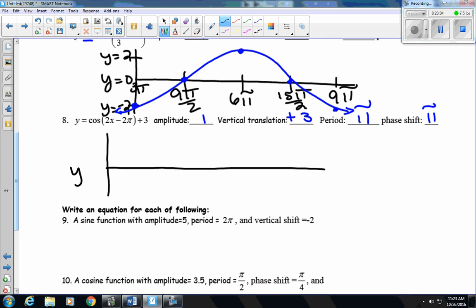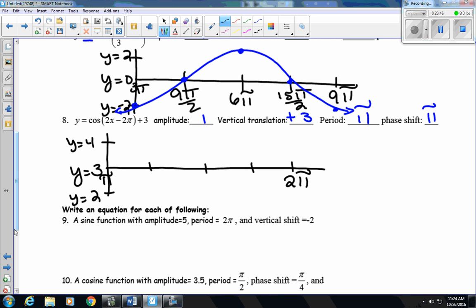I have a translation of up 3, so that's my new midline. Your vertical translation is your midline. What's my max? Y equals 4. What's my min? Y equals 2. Starting with the phase shift, so I put pi here. Phase shift plus period is the endpoint. So my endpoint is 2 pi. Make my marks. Now I have period divided by 4.